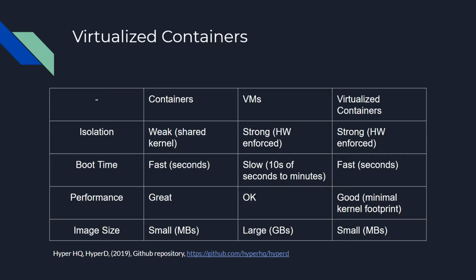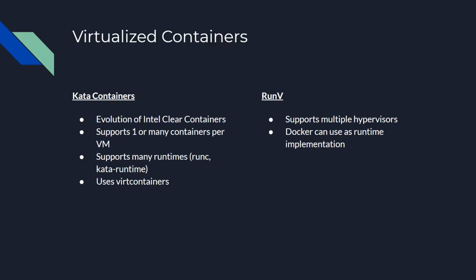And image sizes: containers, we've talked about previously, are very small, in megabytes. Virtual machines tend to be very large. Virtualized containers get that small image size. So there are really only two notable virtualized container runtimes. The first one, and the one that I think is most interesting, is Kata. And Kata is actually still very new on the scene.